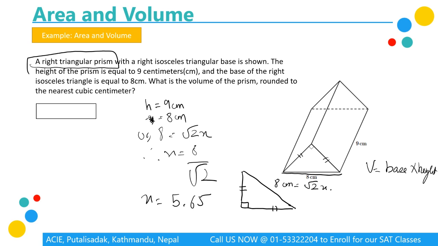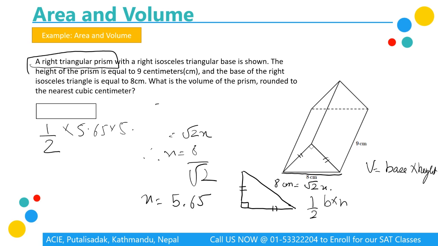Now using the same concept, the area of the triangle is of course going to be 1 by 2 base into height. Let me erase all of this now. So 1 by 2 base into height will give us 1 by 2. The base is going to be this side, which is 5.65, and the height is again going to be 5.65. This will give us an answer of the area 5.65 into 5.65 divided by 2.